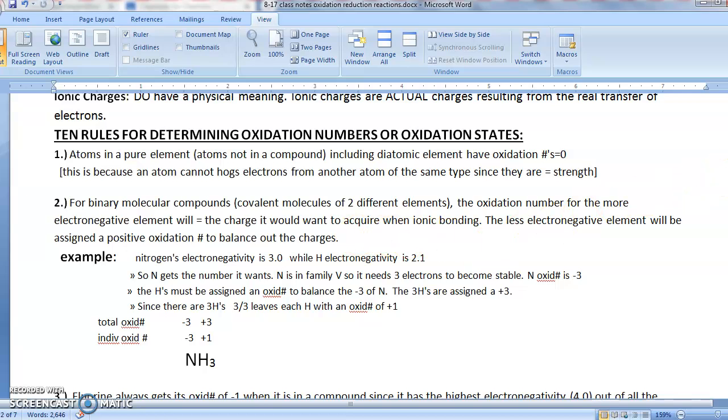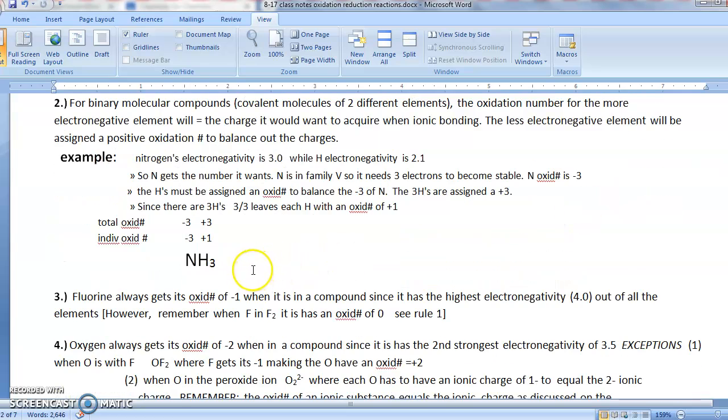So here we have the compound ammonia, NH3. Nitrogen's electronegativity is 3.0. Hydrogen's is 2.1. So in this compound right here, nitrogen is the stronger of the two. So we know nitrogen's in family 5. So it needs 3 electrons, so we assign it a -3. We have 1 nitrogen here, so the total oxidation state is -3. That means the total positive has to be +3. There are 3 hydrogens here, so each of the hydrogens would have an oxidation number of +1. 3 divided by 3 is +1.